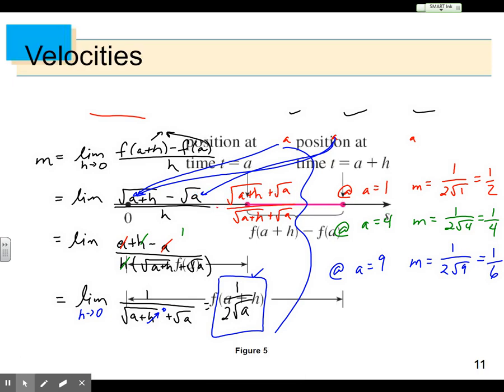Velocities. It did say velocities, I promise. You couldn't read it through all that. I could barely read it. That was a blank slide.